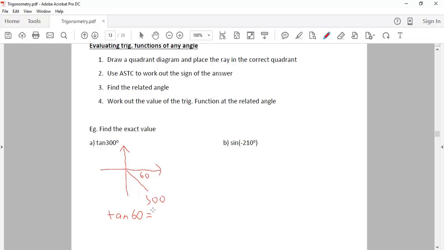Notice how that wants the exact value. Remember we did exact values for 30 degrees, 45, and 60 degrees. So remember your tan 60 is going to be root 3. So then tan 300 is going to have the same value as tan 60, so it's going to be root 3, but tan is negative in this quadrant, so it's going to be negative root 3.